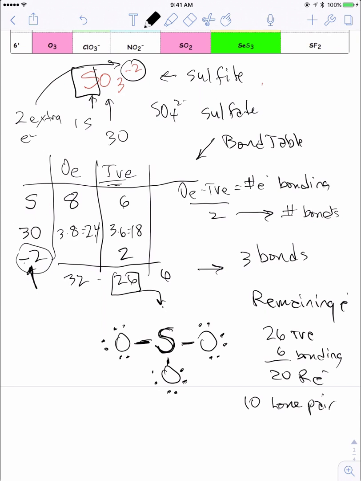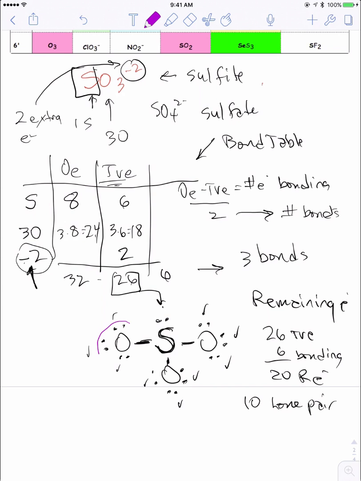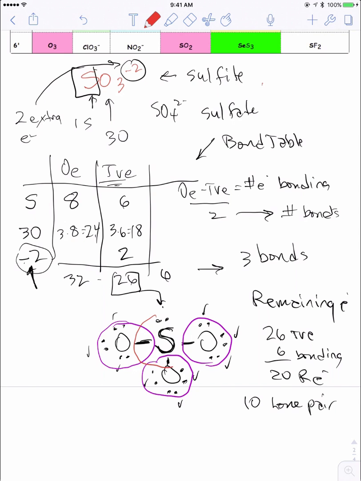So right now what we have here is 1, 2, 3, 4, 5, 6, 7, 8, 9 lone pairs. We need 2 more. The 2 more goes right there. And what you see in this particular example is that all the elements for this particular chemical have a complete octet. So this is how you do the Lewis structure for these chemicals that you have in this particular table.